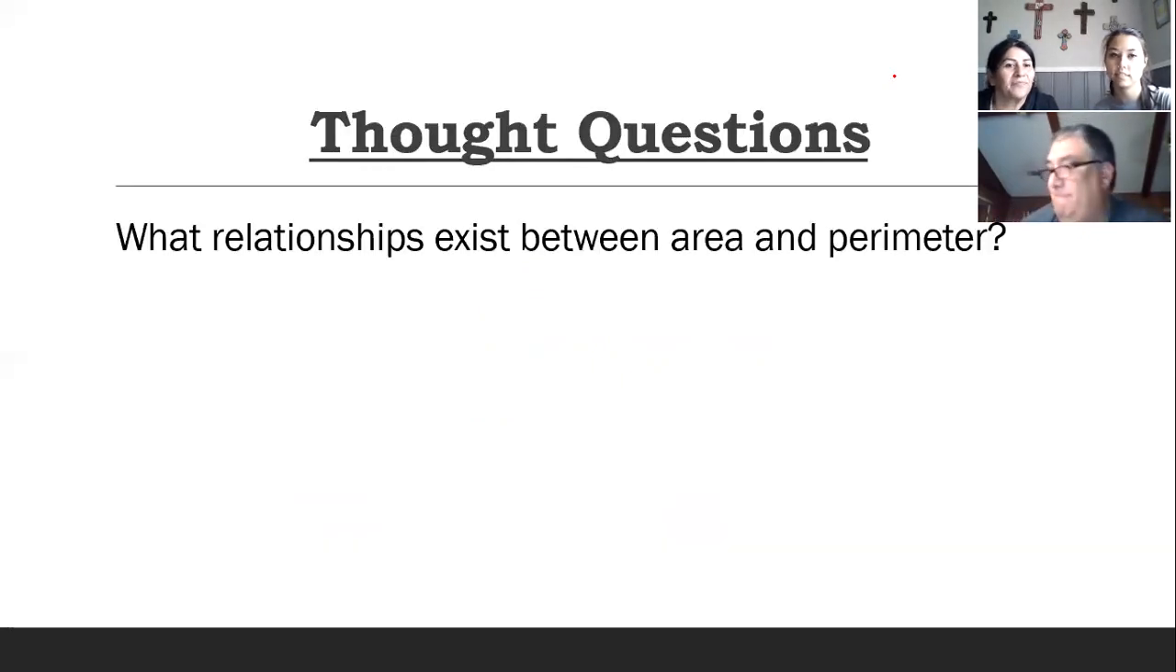The thought question: what relationship exists between area and perimeter? Area and perimeter have similarities and differences. The similarities are that you're using 2D figures and that they both have lengths and widths. The difference is that with area, you multiply length and width, and with perimeter, you add all sides. So think about those strategies when you're dealing with area and perimeter.